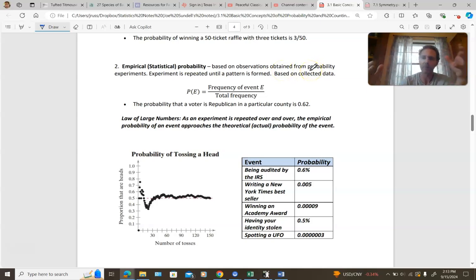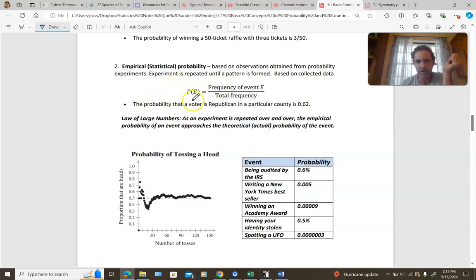Okay, so all the probabilities that are associated with disease and all the probabilities in the medical field, those are all based on past records, or past data. So that would be an example of determining the probability of an event empirically.